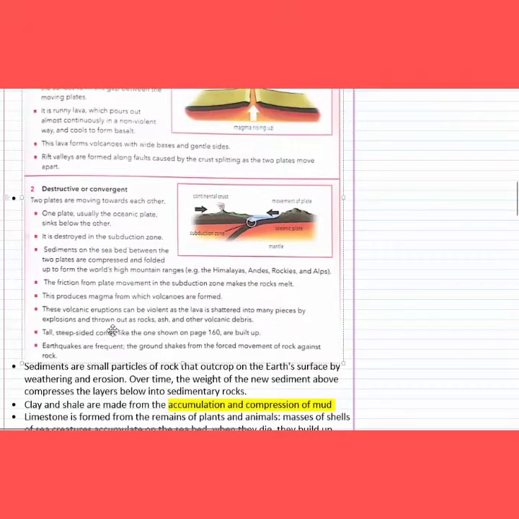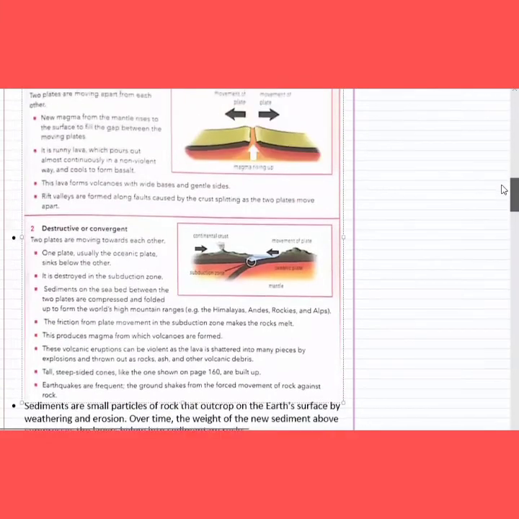And then also, if we talk about constructive plate movement, volcanoes are being formed by lava that is flowing out in a non-violent way, right? But if we talk about destructive, two plates are colliding, so it's going to be really violent, okay? And then you have the idea of tall, steep-sided cones as well. And earthquakes are also frequent in this type of plate movement, okay?